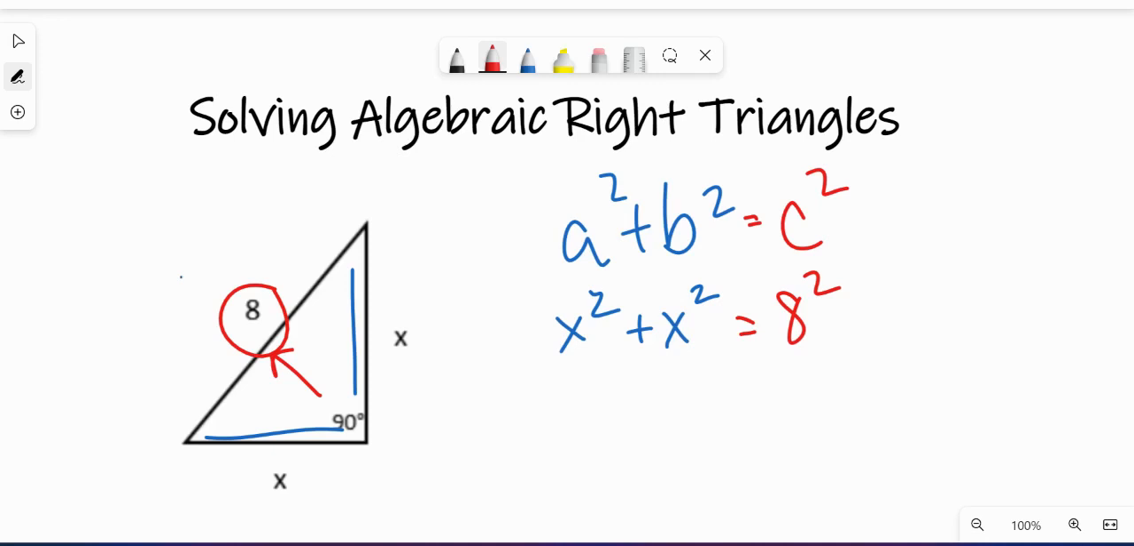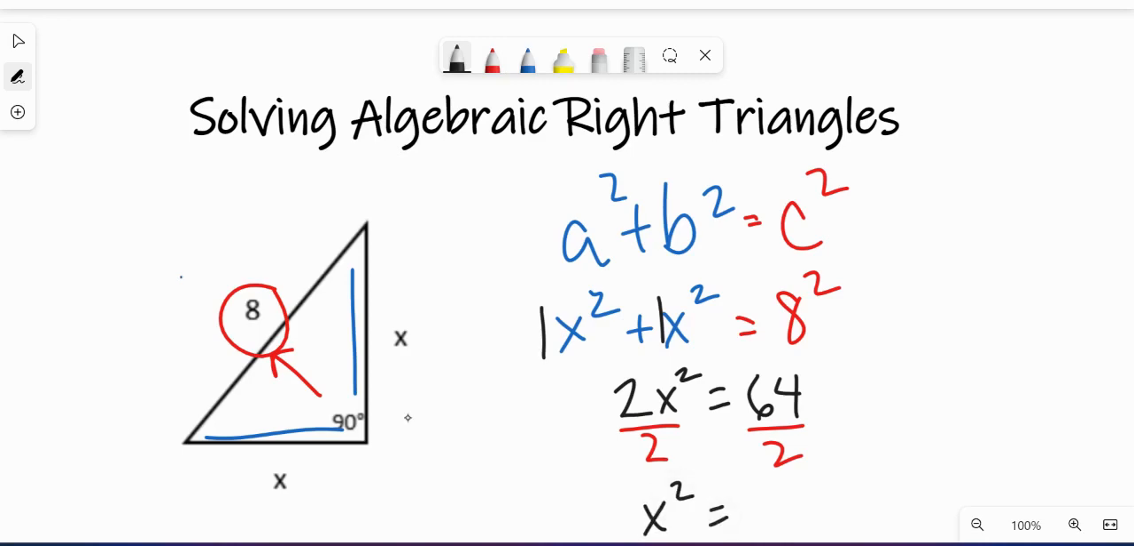Now, when we combine like terms, be careful, okay? Whenever we have an x squared, there's a 1 out in front. So 1x squared plus 1x squared is 2x squared. 8 squared is 8 times 8, which is 64. Okay, then it becomes a two-step exponential equation. So I'm going to divide both sides by 2. And I get x squared is 32.